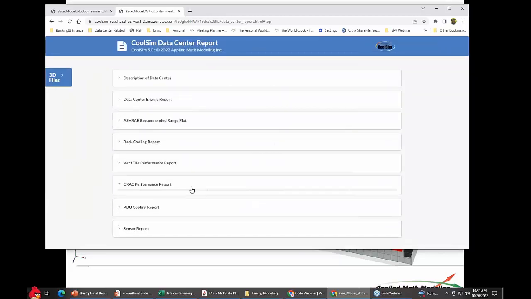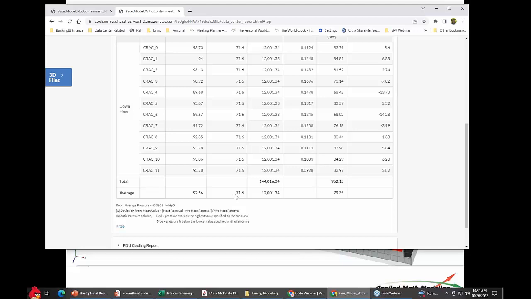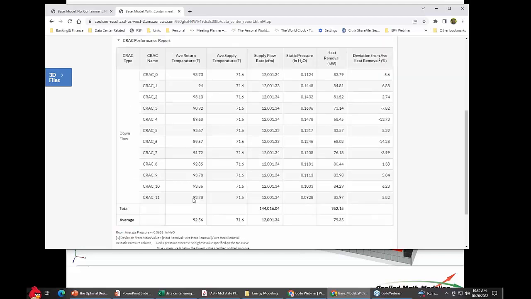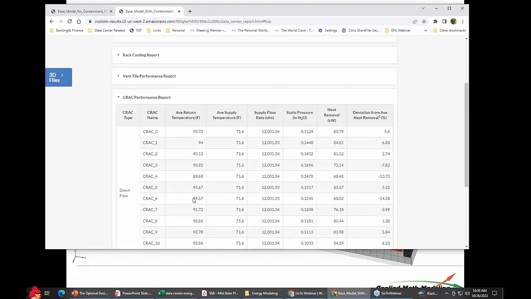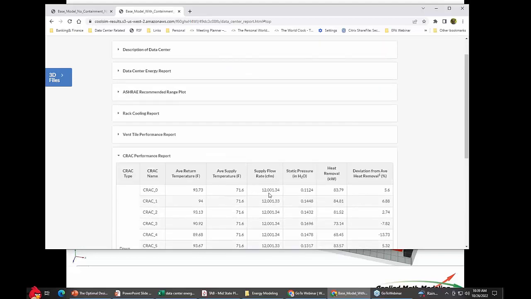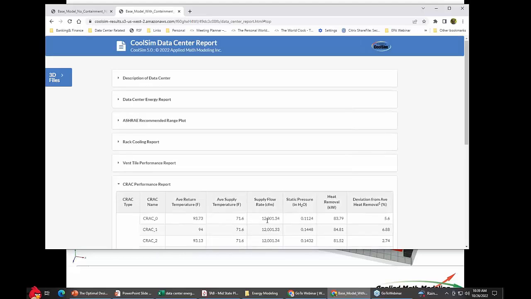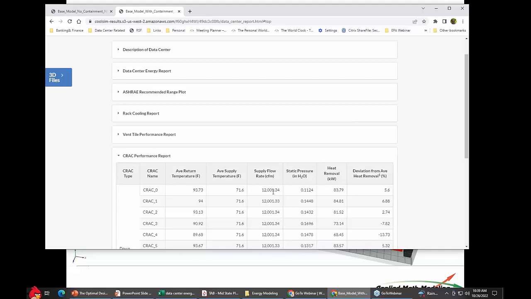Let's take a look at our supplier temp. We're at 71.6. We got a 92.56 return air temp. So now we're up at 31 degrees roughly of return air temp. Much better off. Okay. And we're operating at 12,000. So we've reduced the fan requirement from 18 to 12. That's big. Remember that this is a cubic relationship on fan.